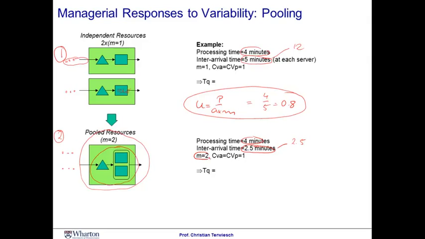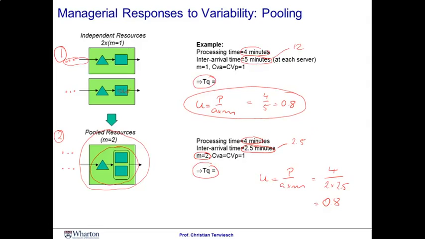Finally, I have an M equals 2. M equals 2, P equals 4, A equals 2.5. If I plug this into the formula, P divided by A times M, I'm going to get a utilization of 4 divided by 2 times 2.5, and voila, it's the same 80% as I had before. So pooling by itself actually does not change the utilization, but it will impact the waiting time.